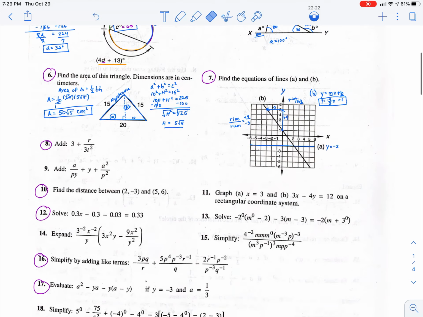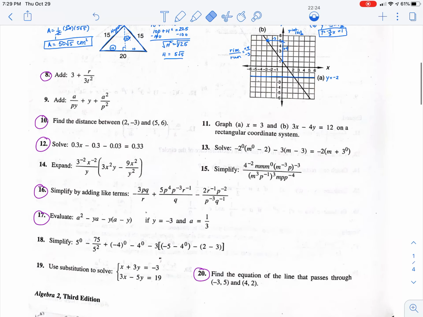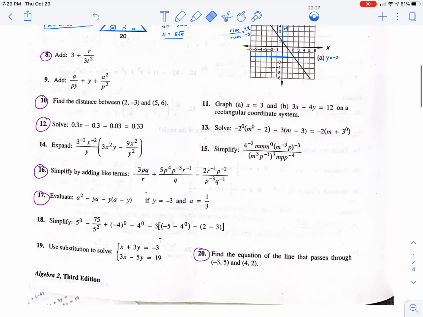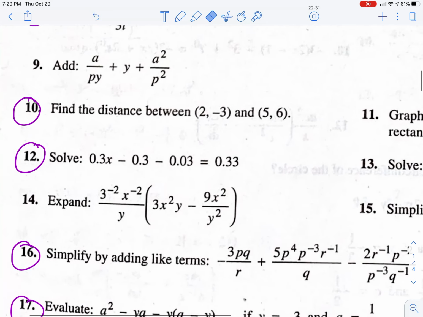Let's go up here and see what number 9 is all about. Number 9 is not assigned. Okay, let's move to number 10. So number 10, we want to find the distance between 2, negative 3 and 5, 6.